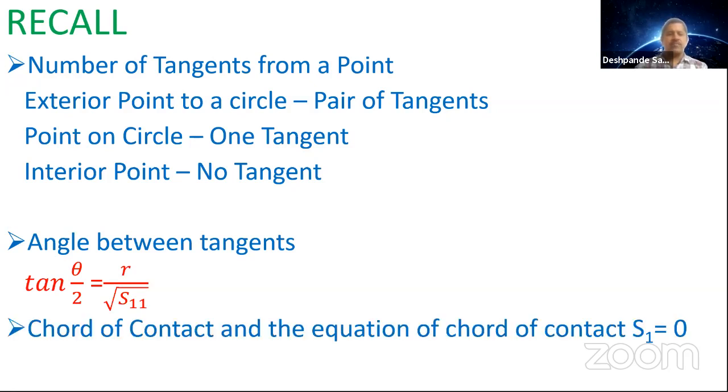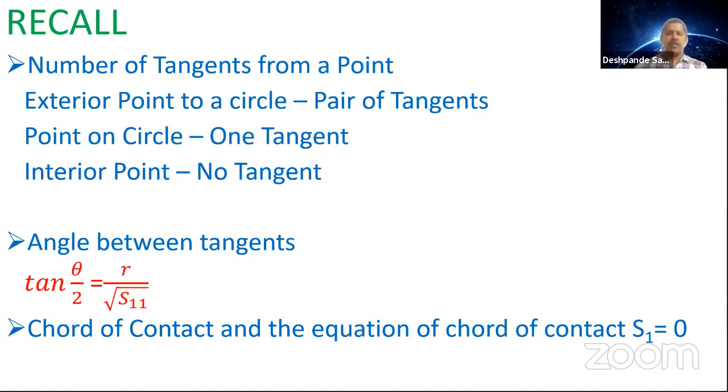Then we discussed the chord of contact and what exactly is the equation of the chord of contact. The equation of the chord of contact was S1 is equal to 0. So remember what S1 is equal to 0 is. It is xx1 plus yy1 plus g into x plus x1 plus f into y plus y1 plus c is equal to 0 if you take the circle as S is equal to 0. If you take the circle equation as x square plus y square is equal to r square, the equation of the chord of contact was xx1 plus yy1 minus r square is equal to 0.